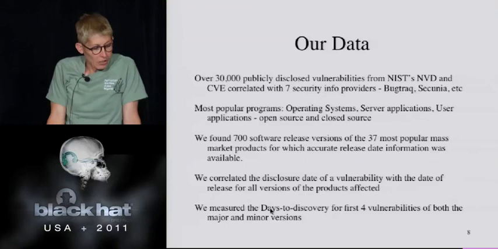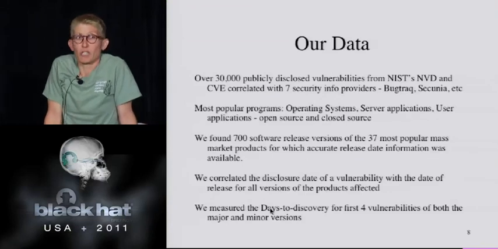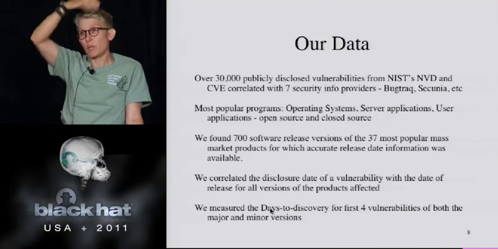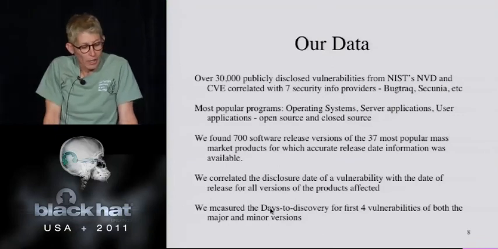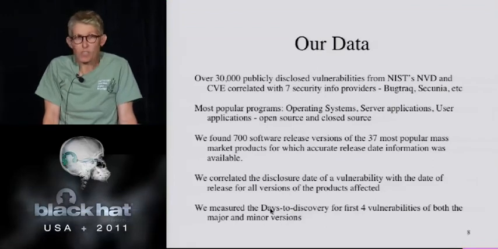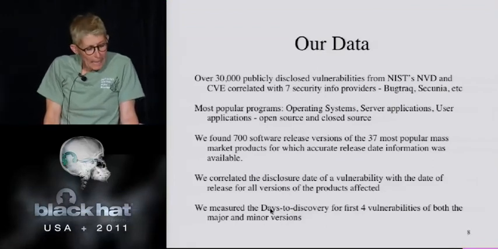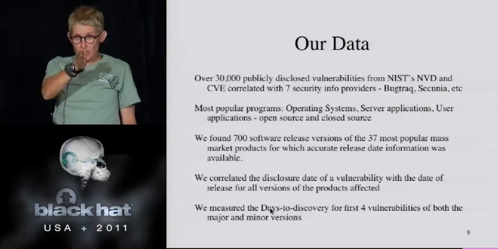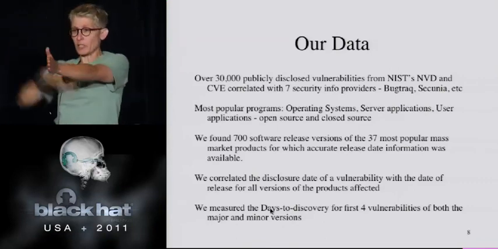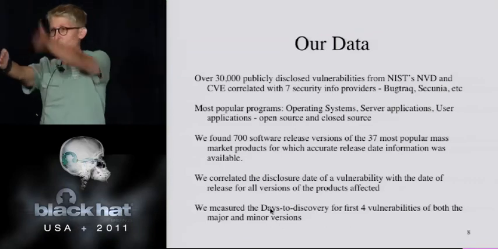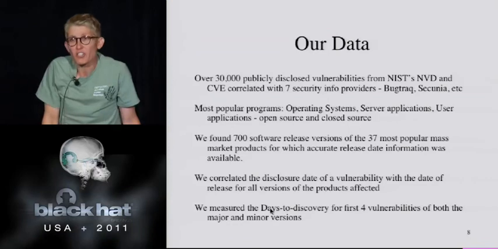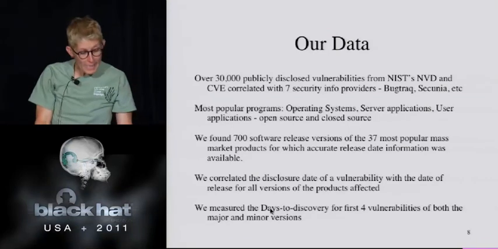And to give you an idea of our data set, we collected 30,000 vulnerabilities, and then for all of those we compiled a list of the most popular OSs and software apps and server stuff and user stuff, anything we could think of, and we ended up with 700 different releases. And we looked at the date of actual release to the very first vulnerability, the second vulnerability, the second to the third, and the third to the fourth. So we didn't do any fancy statistical analysis, we just measured days.